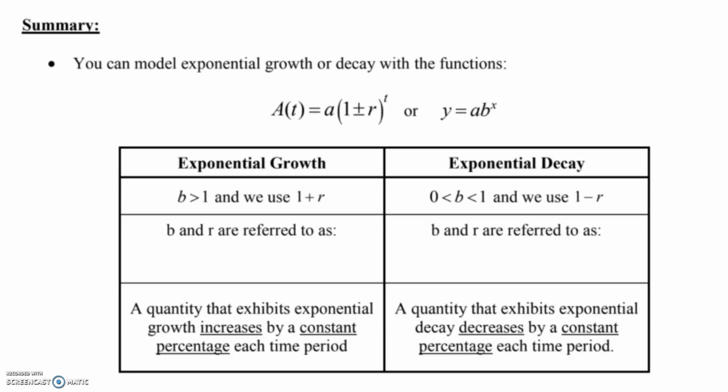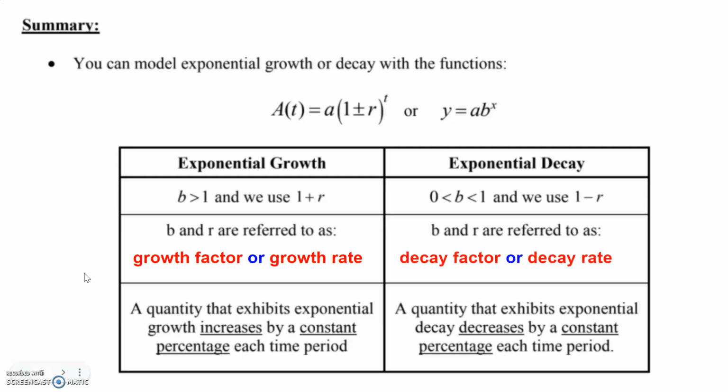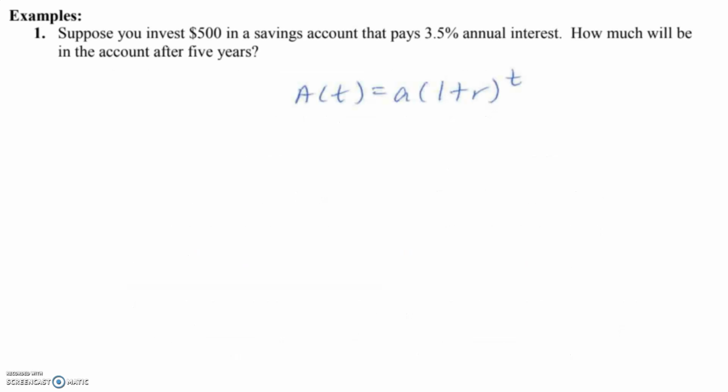So if we know that we are growing, it's all a matter of whether we're adding or subtracting. So really just kind of nailing down, putting into some definition some of the stuff that we've already talked about here. If b is greater than 1, we have growth. If it's between 0 and 1, then we have decay. b and r are referred to as our growth factor or our growth rate. And b and r, if it's decay, is decay factor or decay rate. Okay, so just understanding the difference between growth and decay. Again, you're focused on whether that number is bigger than 1 or between 0 and 1.